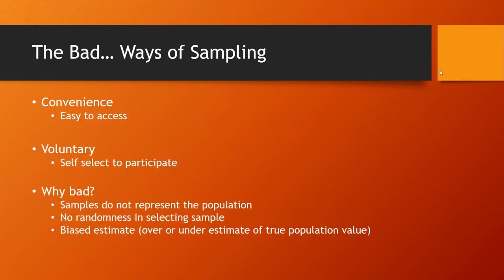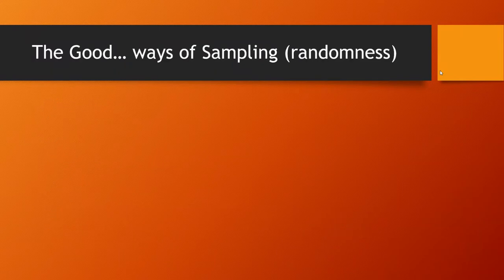All right. Oh, here we go. Why they're bad: samples don't represent the population, there's no randomness in selecting the sample, and bias will end up with a biased estimate. Okay. All right, so let's talk about good ways of sampling. Now, good ways of sampling involve randomness, okay?